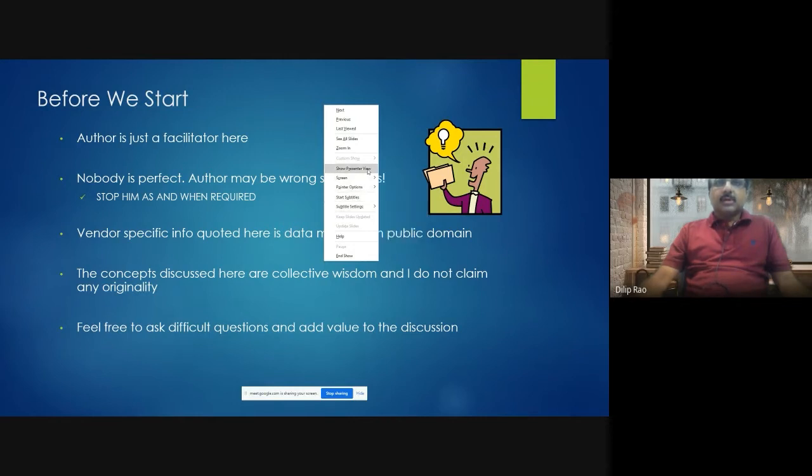Just one second, I'll just try to get my pointer. Okay.